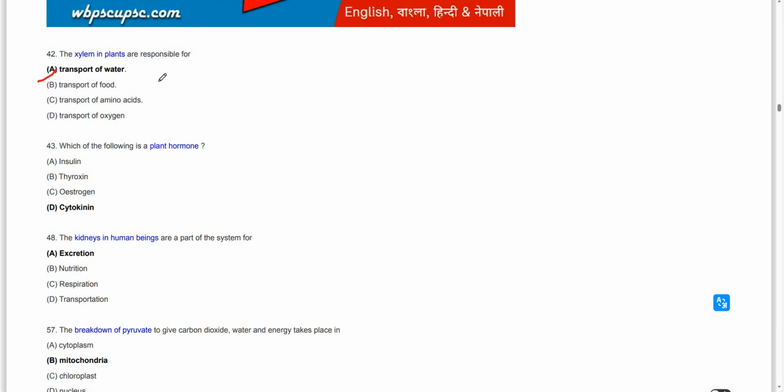Which of the following is a plant hormone? Among the options given, cytokinin is a plant hormone, but insulin, thyroxine and estrogen are all animal hormones. Cytokinin is a plant hormone.